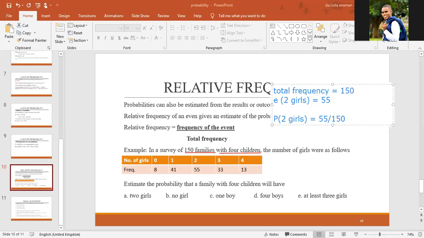So for probability, normally leave your answer in a fraction form unless you are told to change it to decimal. Normally leave it in a fraction form. Okay, good. Now the third one. One boy.